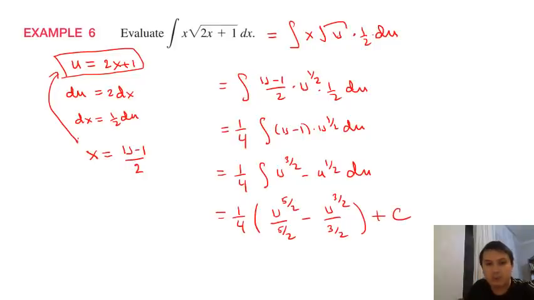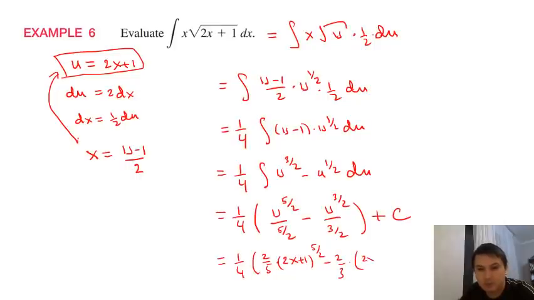But then we recall that u is equal to 2x plus 1, so at the end we get something like this. So here I can write this as 2 over 5 times 2x plus 1 to the power 5 over 2 minus 2 over 3 times 2x plus 1 to the power 3 over 2. Everything multiplied by 1 over 4, and I have a constant.